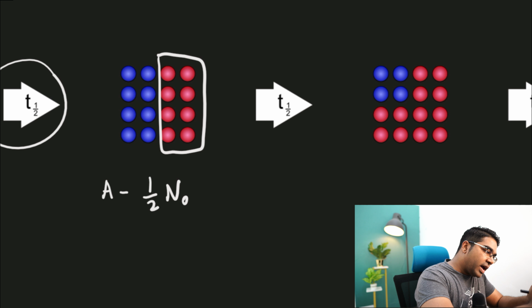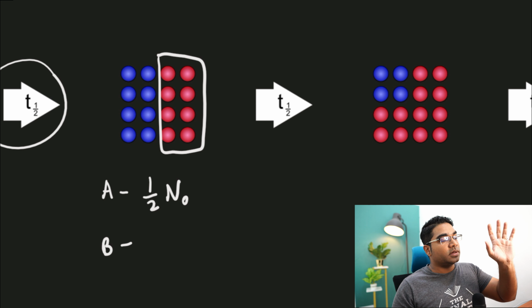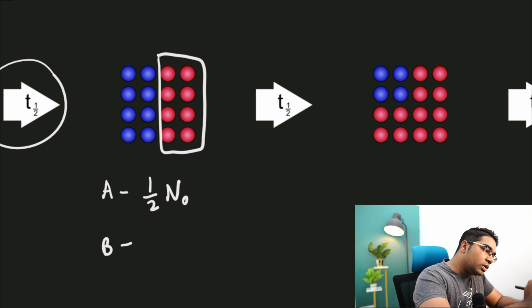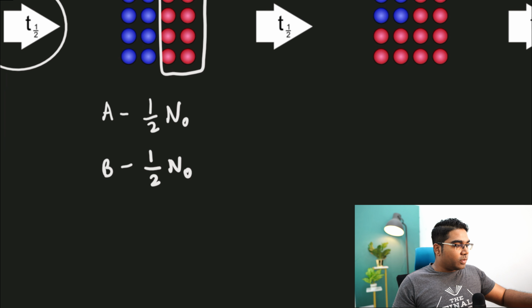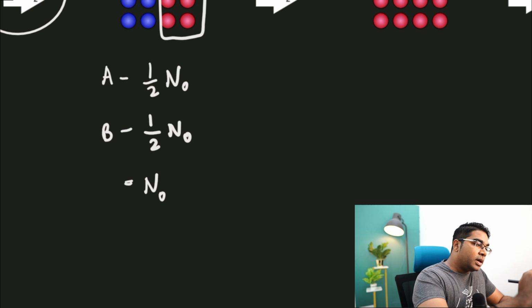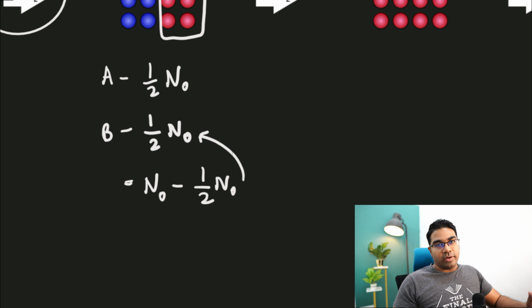And now we have unstable nuclei as well as stable nuclei because there has been decay to stable nuclei. And the number of stable nuclei B is also half of the original value. So the way that we calculate B here would be the initial number of radioactive nuclei minus the current number of radioactive nuclei. And so we would get 1 over 2 of N0.